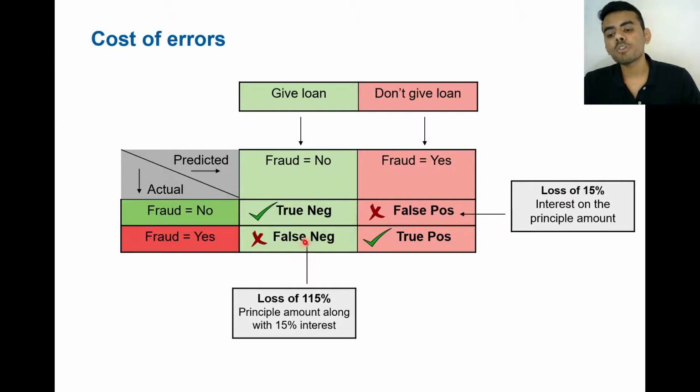Whereas when we talk about false negatives, this is a case like Vijay Mallya, where the person is actually fraud, but the system was not able to detect it. You ended up giving a loan to them. What happens? You could potentially lose the principal amount along with the 15% interest, thereby magnifying losses by a big margin. So the key takeaway from this slide is that the cost of errors is not always the same.